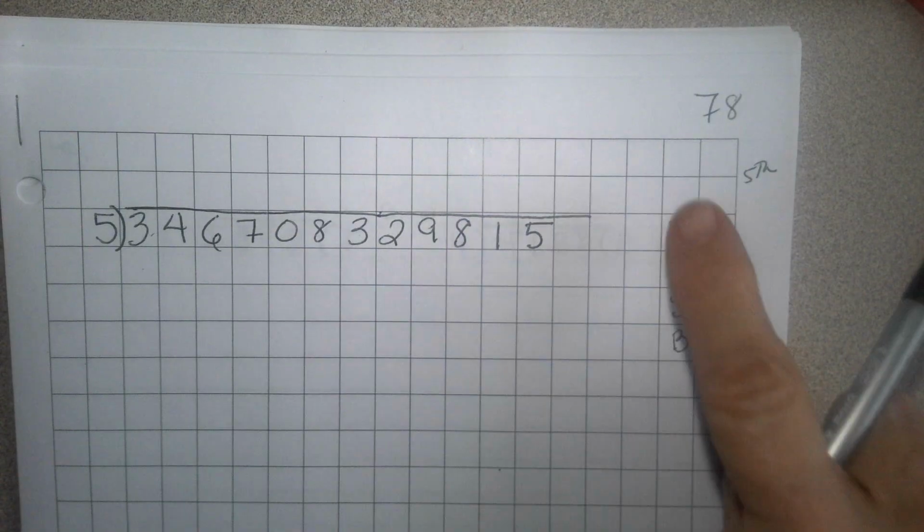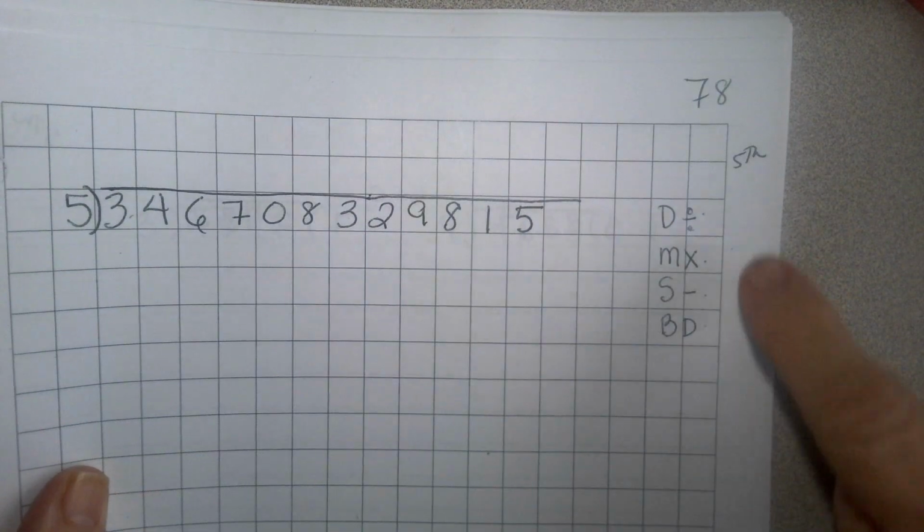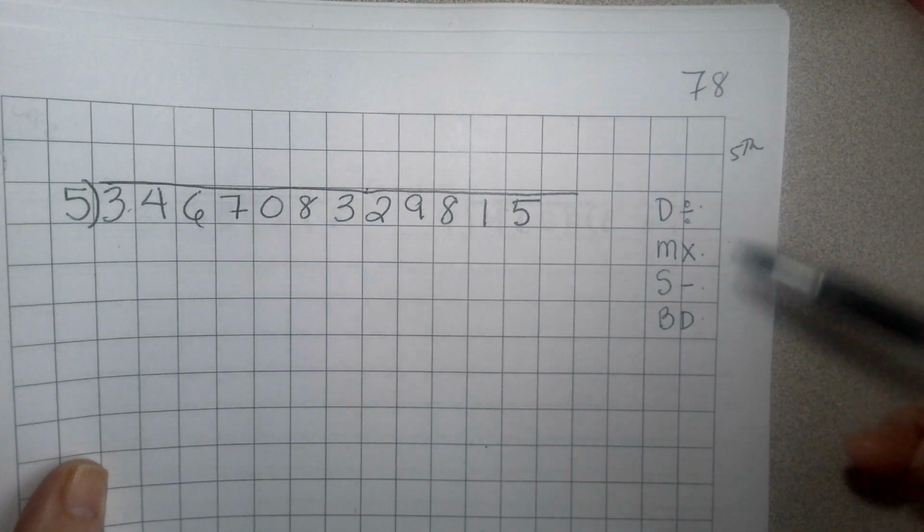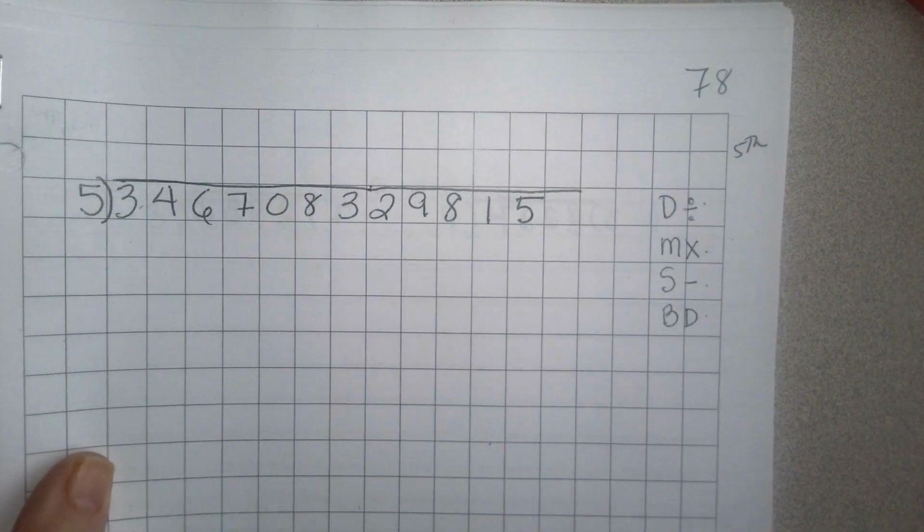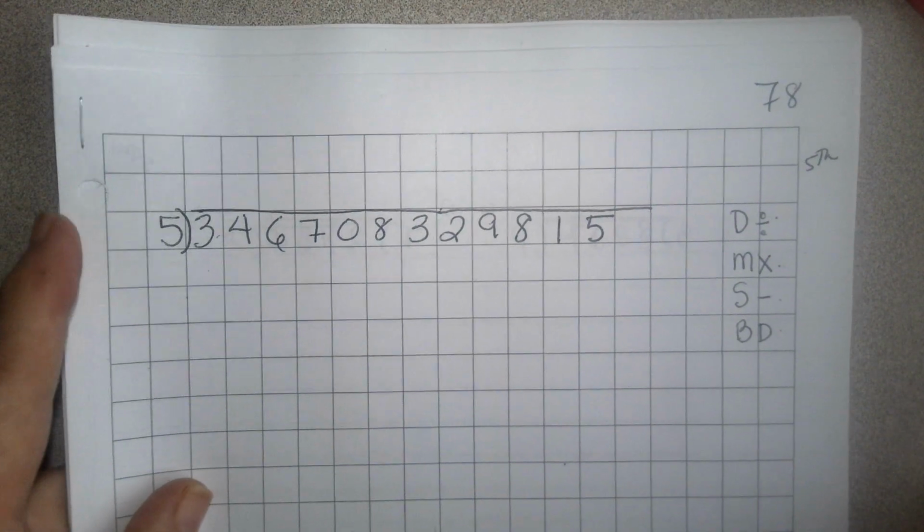Okay, again, Simon 78, the pattern for division. Daddy, mommy, sister, brother. Divide, multiply, subtract, bring down. So here we go. First thing we're going to do is divide.